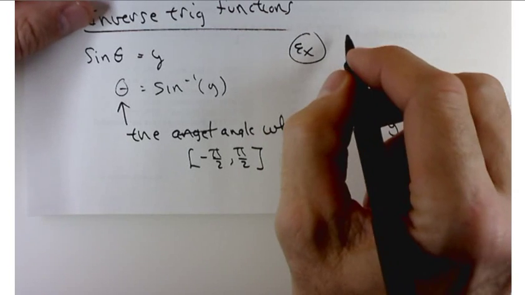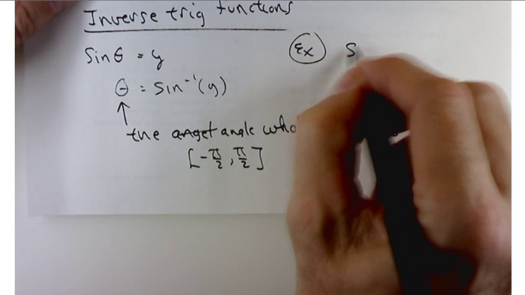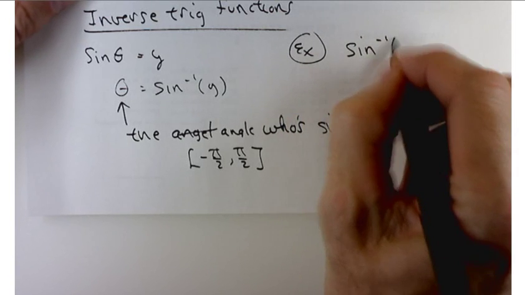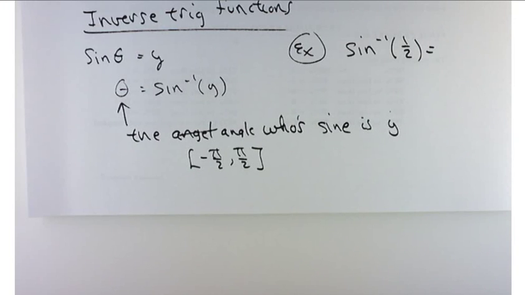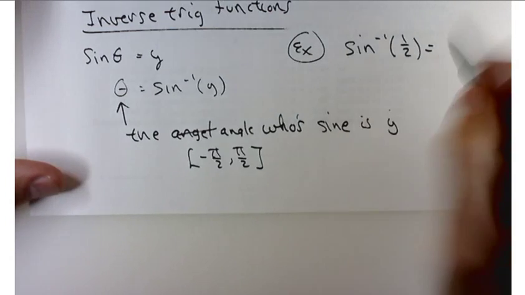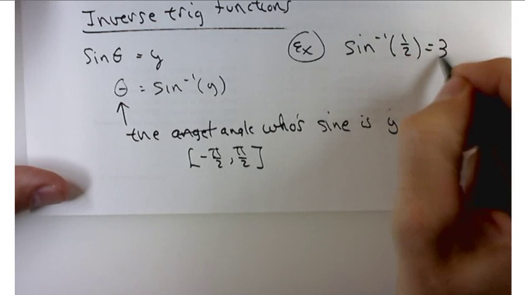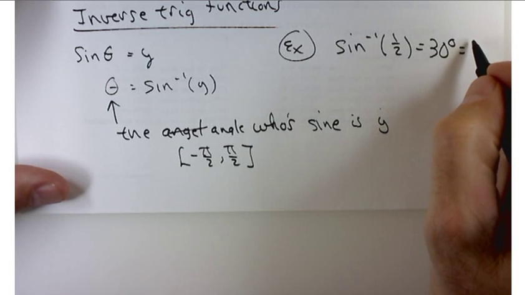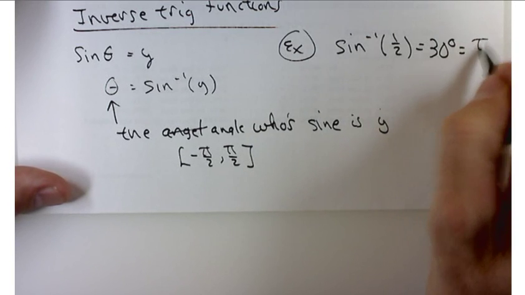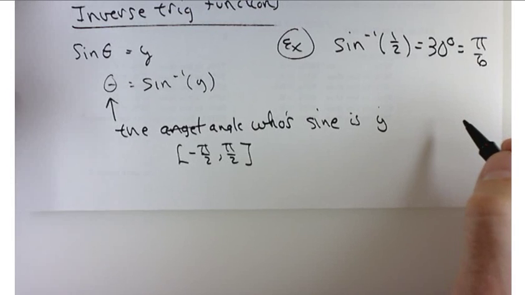So let's do an example. Let's do an easy one. Sine negative 1 of 1/2. So what is this? This is the angle whose sine is 1/2. Basically, the angle who has a y coordinate of 1/2. Somebody already mentioned it. What is that? All right, 30 degrees. In calculus, we work with radians, so what's 30 degrees in radians? Pi over 6. All right.